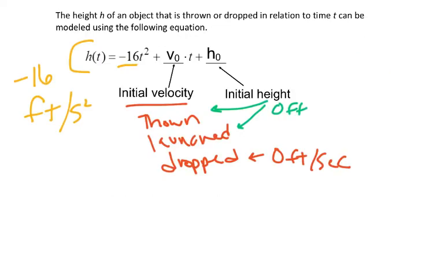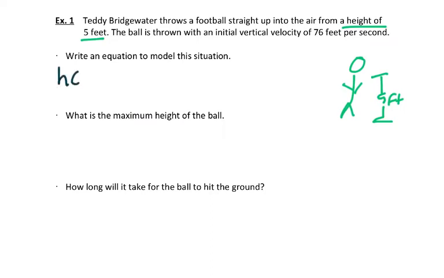And we are going to use our standard equation here with h of t, which just means the height after time, whatever that time happens to be. And it's going to be negative 16t squared plus the velocity times t, and then plus the height. And so we do know that the height is 5 from what we just read there. And the ball is thrown with an initial velocity of 76 feet per second. So here we are with 76.